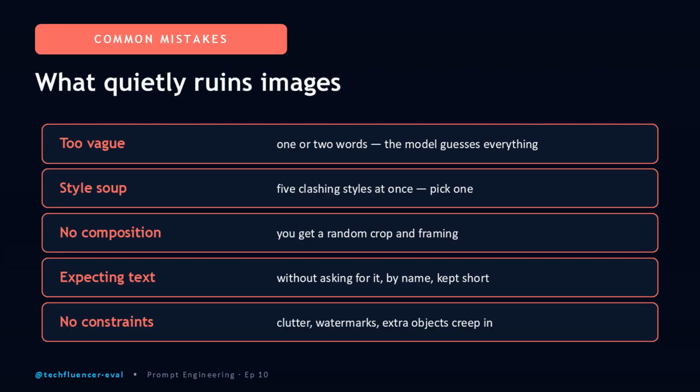Now the mistakes that quietly ruin images. Being too vague, 1 or 2 words, so the model guesses everything. Style soup, asking for 5 clashing looks at once. Forgetting composition, so you get a random crop. Expecting text to appear when you never asked for it by name. And no constraints, so clutter and watermarks sneak in. Avoid these 5, and you are most of the way there.